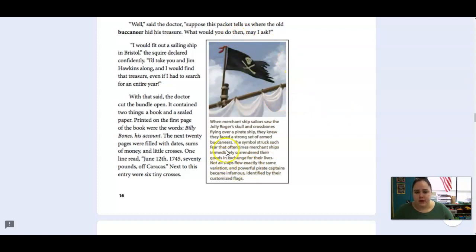And we have a picture here with the caption, "When merchant ship sailors saw the Jolly Roger's skull and crossbones flying over a pirate ship, they knew they faced a strong set of armed buccaneers. The symbol struck such fear that oftentimes merchant ships immediately surrendered their goods in exchange for their lives. Not all ships flew exactly the same variation, and powerful pirate captains became infamous, identified by their customized flags."